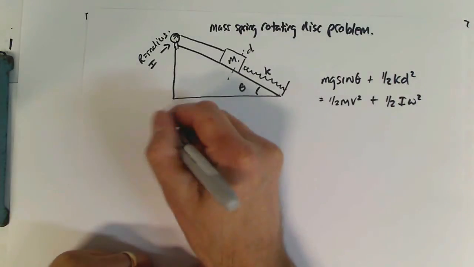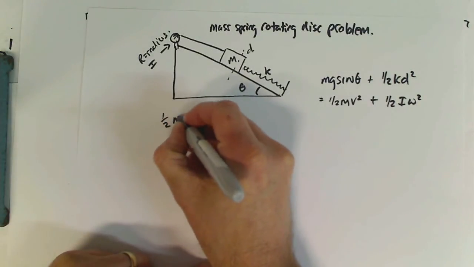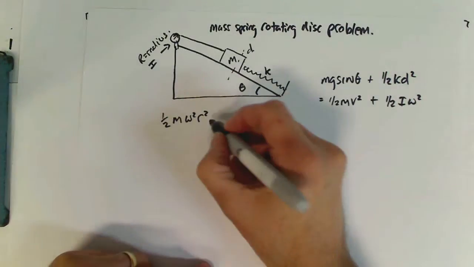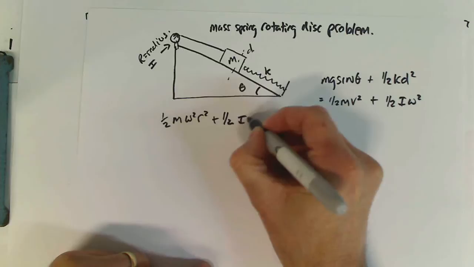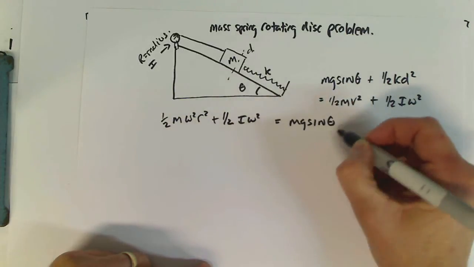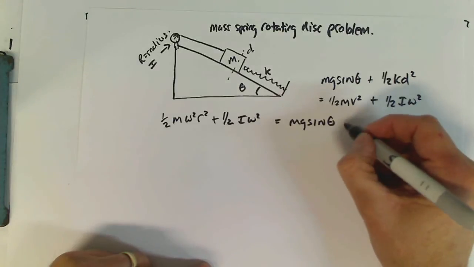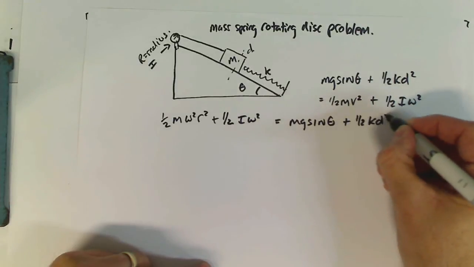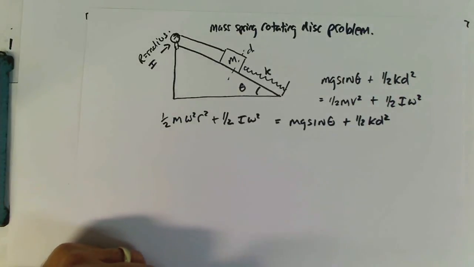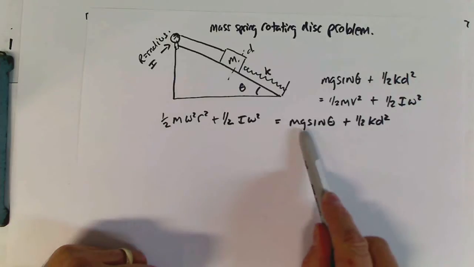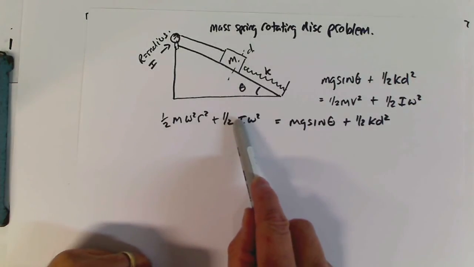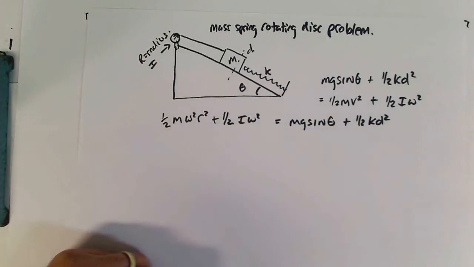If we write all this out, we've got the 1/2 m omega squared r squared. Where did that come from? That's half mv squared, plus 1/2 I omega squared equals mg sine theta plus 1/2 kd squared. Looking good. Can we do anything obvious at this stage, like cancelling out m's? Not really. We've got an m there, we've got an m there, we've got m's in there which we could bring out because we know the rotational inertia of a disk, but it's not going to help us because k's there.